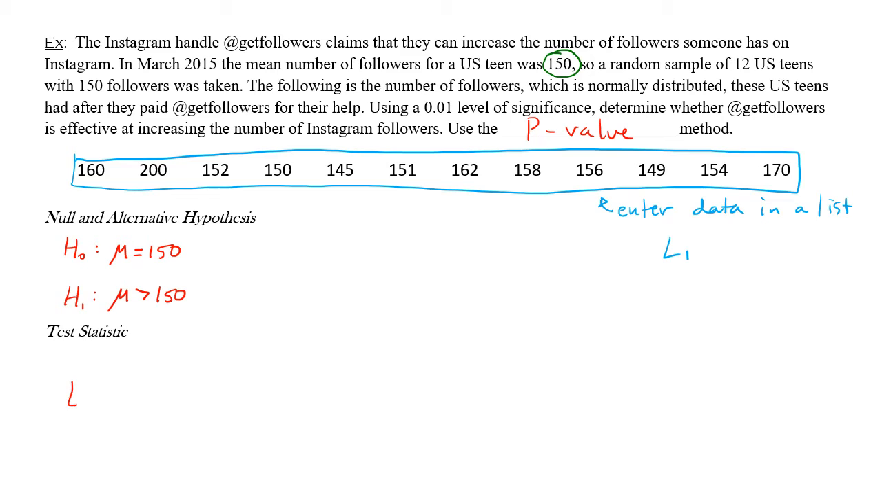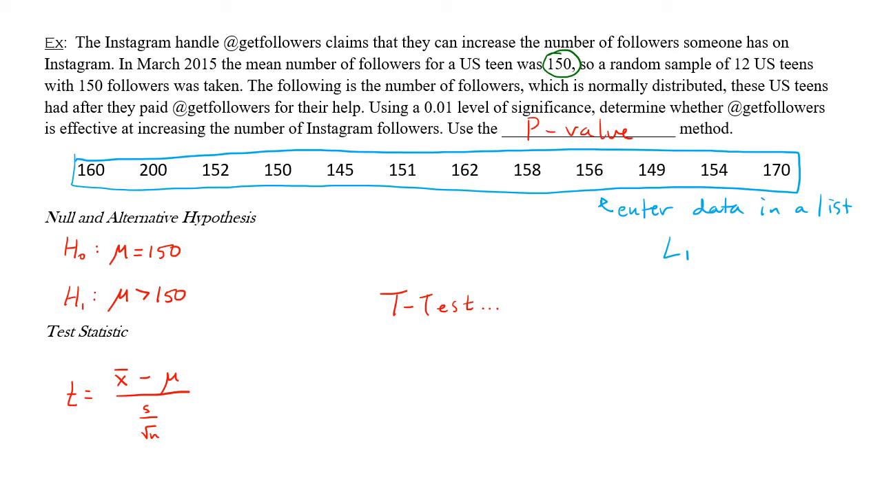For the test statistic, well, you can compute it by hand using the same method that we did before. But here, because we're going to enter all this data into the calculator to compute a list, I'm not going to do it by hand. What I'm going to do is use t-test in my calculator. That's going to give me the test statistic and the p-value as well.